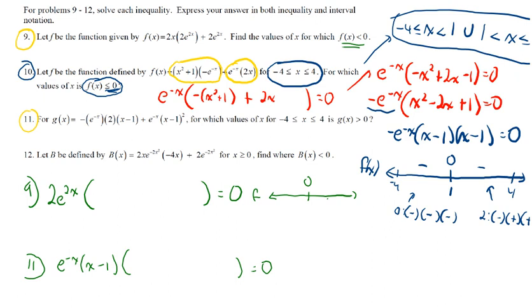And this one is asking me, on the interval negative 4 to positive 4, where is the function positive? Well, it's positive between negative 4 and positive 1. So negative 4 included, 1 is not included, union, 3 is not included, positive 4 is included.